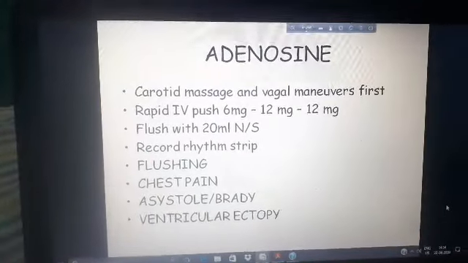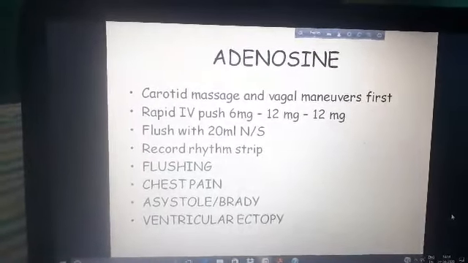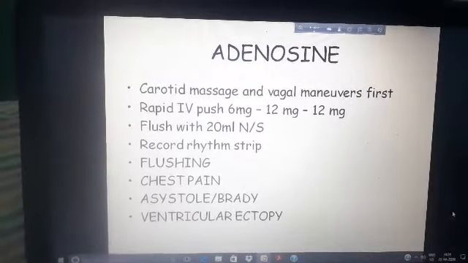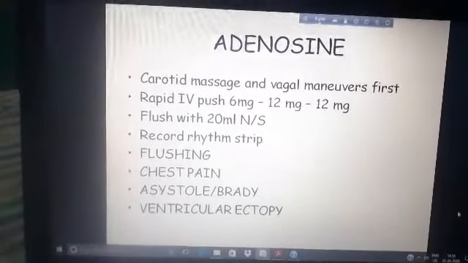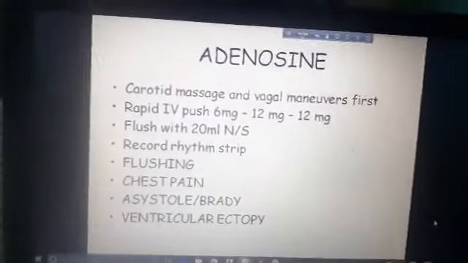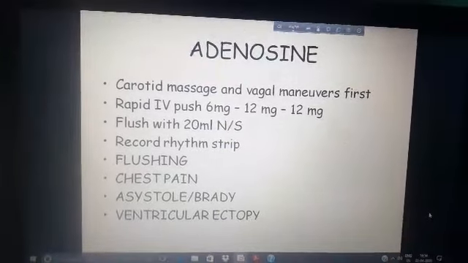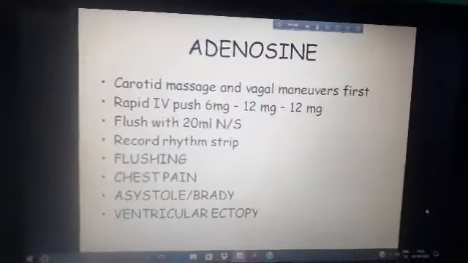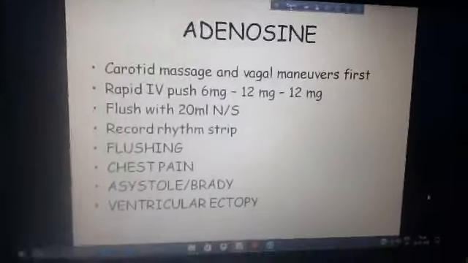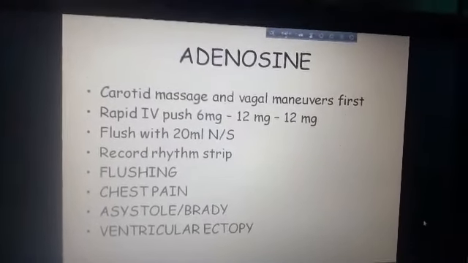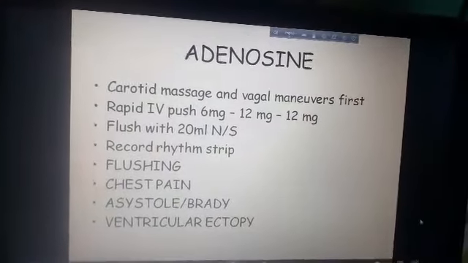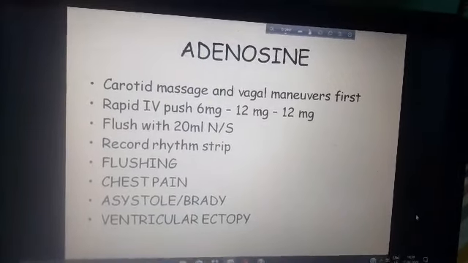So within 12 seconds it needs to reach the heart, and it is flushed with 20 ml of normal saline. This 20 ml flushing of normal saline is needed so that it reaches the heart rapidly. This is also where the common adverse effects come in. It can cause flushing, chest pain, and rarely it can cause asystole or bradycardia.